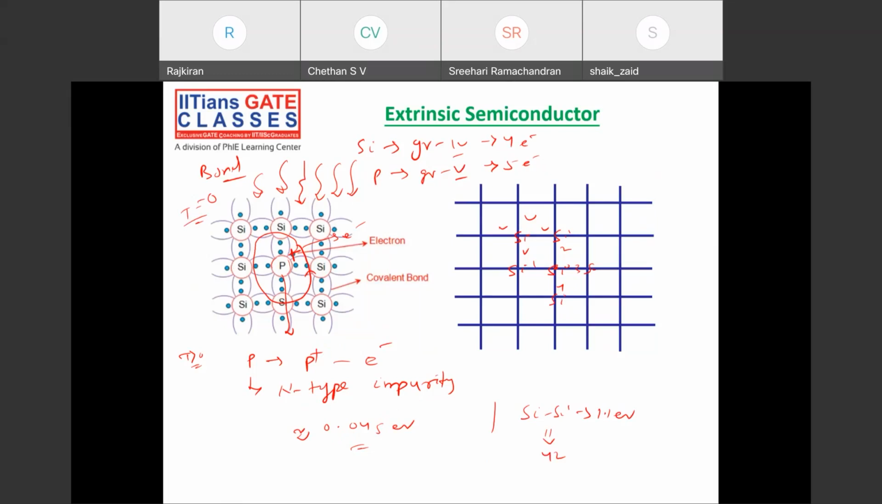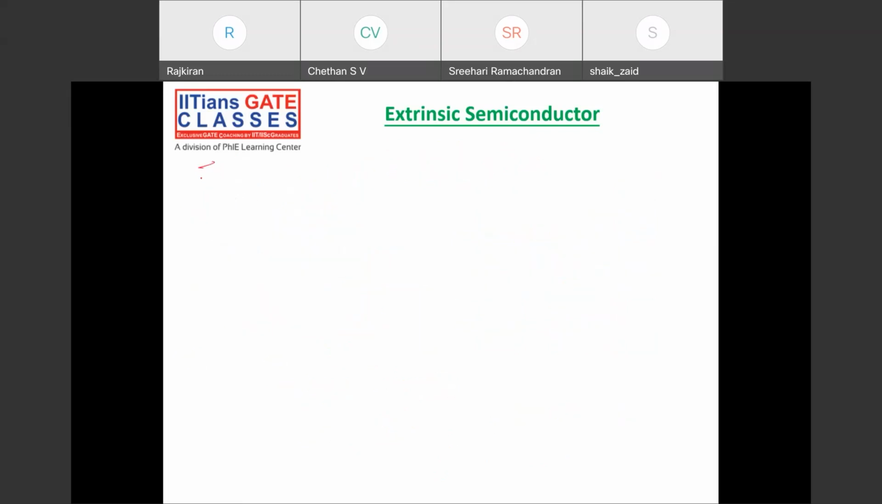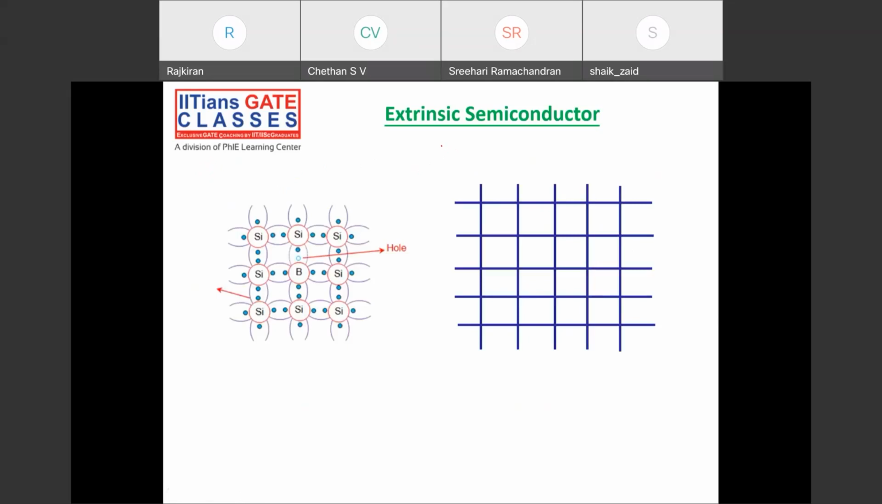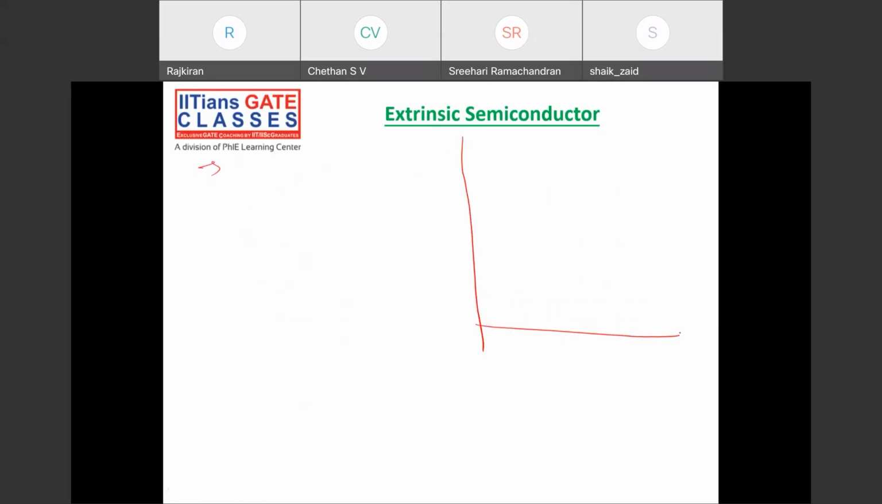Right. So here you compare the energy. We need this much energy, and we need this much energy. So if I want to plot the concentration versus temperature, this is my concentration, N0, and this is temperature. N0 means the concentration of electron. This N is nothing but N-type semiconductor, this N is nothing but electron, and this 0 is nothing but equilibrium. So N0 means the concentration of electron in an N-type semiconductor at equilibrium. Clear?